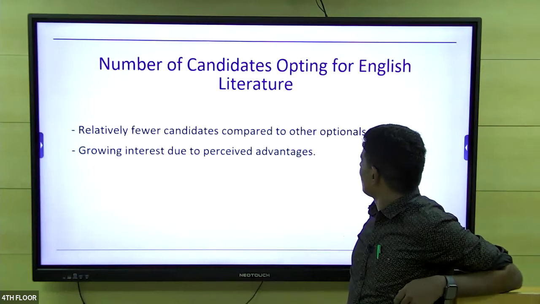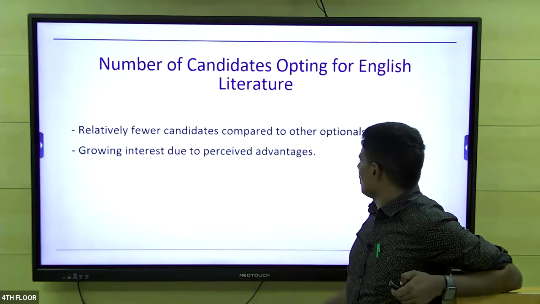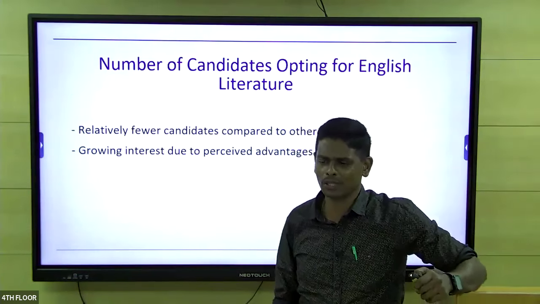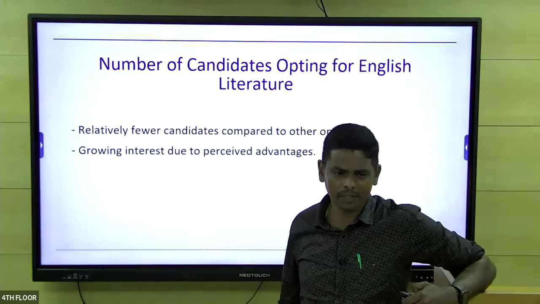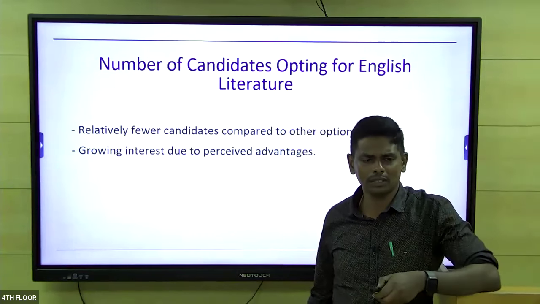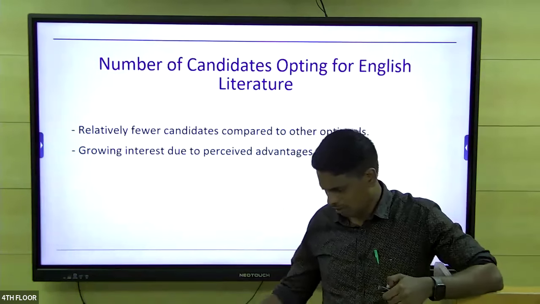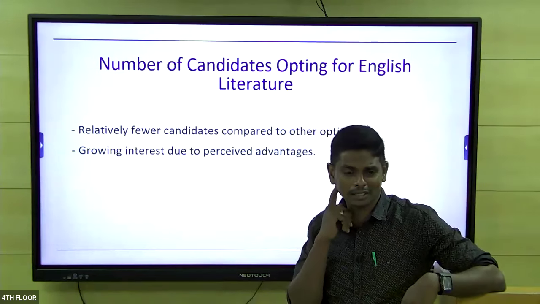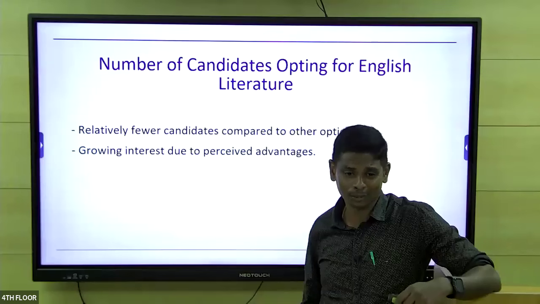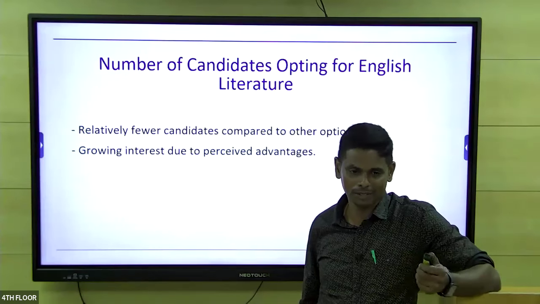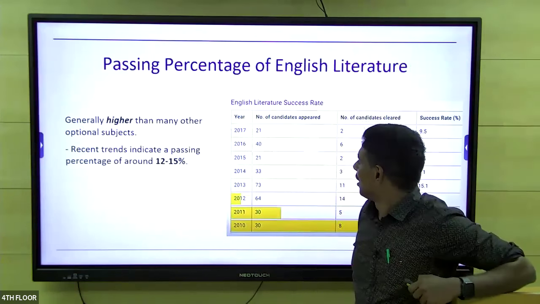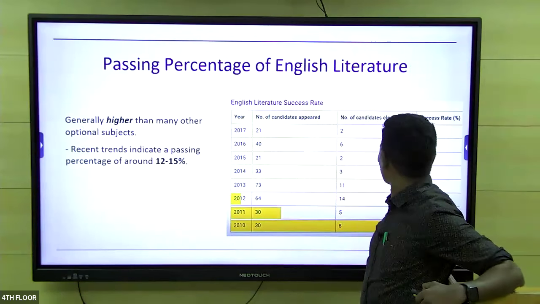The number of candidates opting for this optional is relatively low compared to other optionals, but there is growing interest due to perceived advantages. Nowadays, this optional is really picking up, that I can say. I was watching a video where a teacher said he has nearly 100 candidates enrolled only for English literature optional in Delhi, which is definitely a number that is picking up, generally higher than many other optionals.